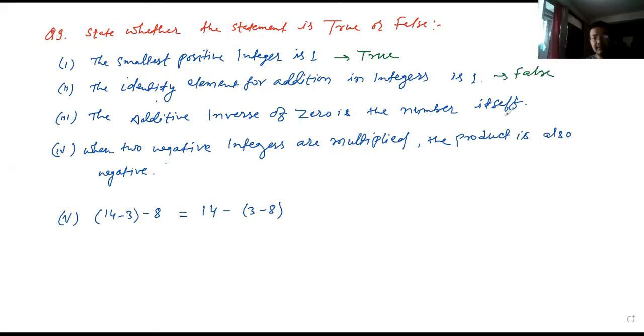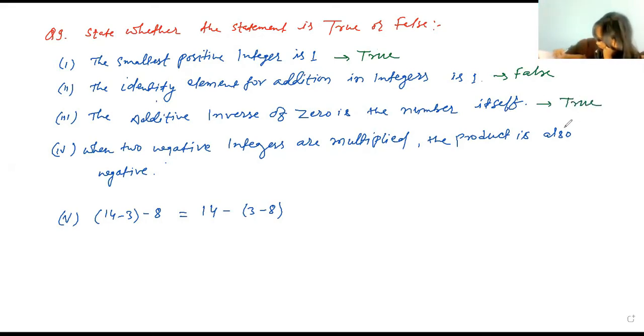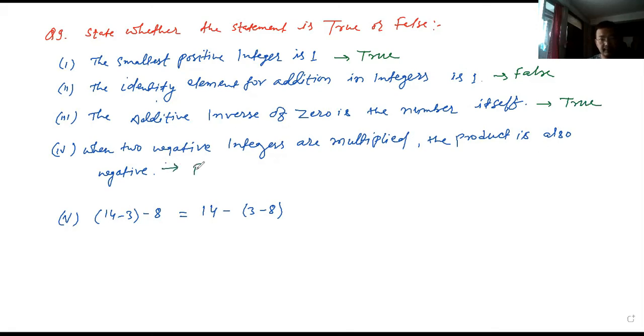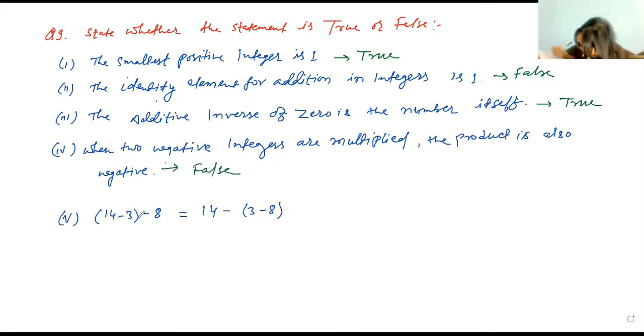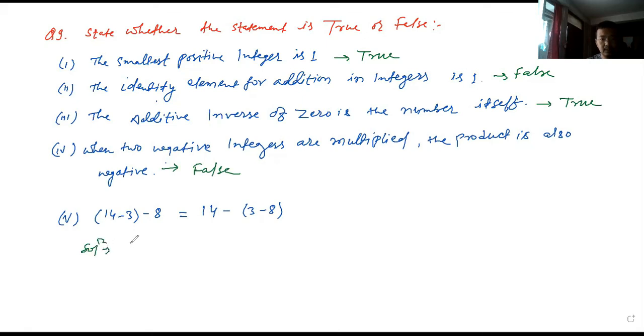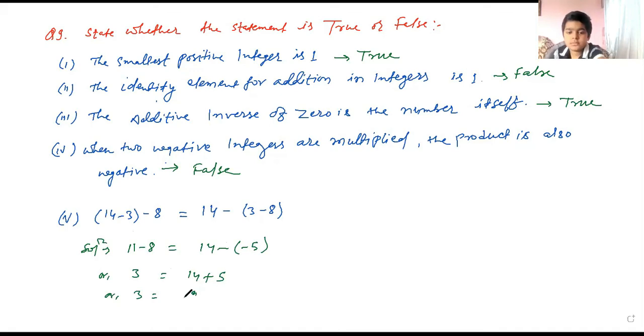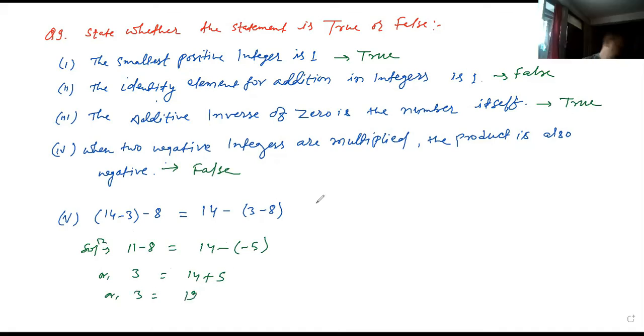The additive inverse of 0 is the number itself. True. When two negative integers are multiplied, the product is also negative. False. Now this sum: 14 minus 3 is what? 11. 11 minus 8 is equal to 14 minus 5. So this is 3, and 14 plus 5 is 19. So is it true? False.